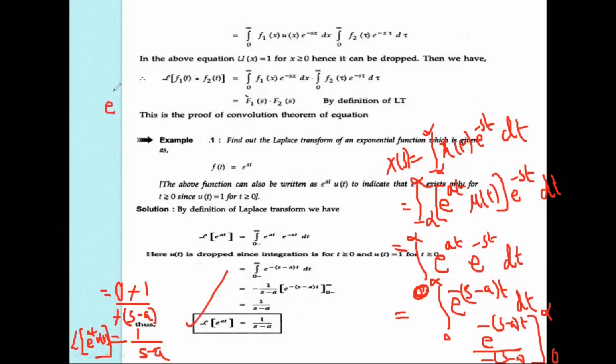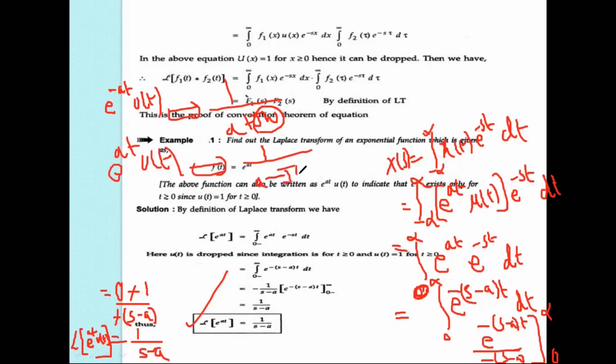In Fourier transformation, we got e power minus at mu of t as 1 by a plus j omega. See that, a minus j omega and a plus j omega. For e power at mu of t, the Laplace transformation is 1 by a minus j omega. The j omega is nothing but s here. So 1 by s minus a, and 1 by s plus a, like that. Got it?